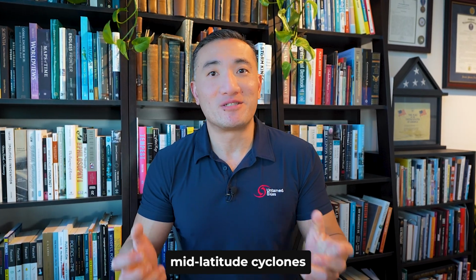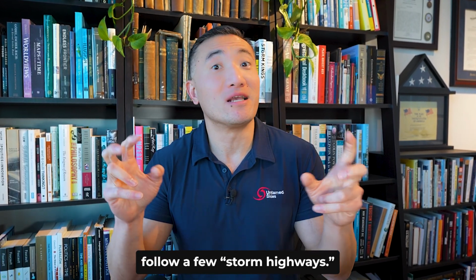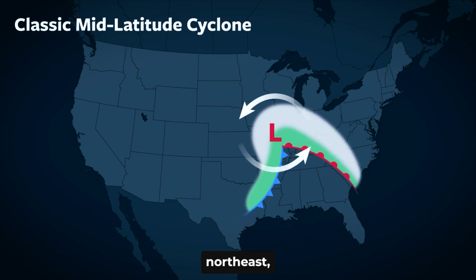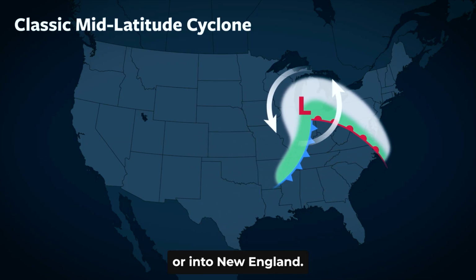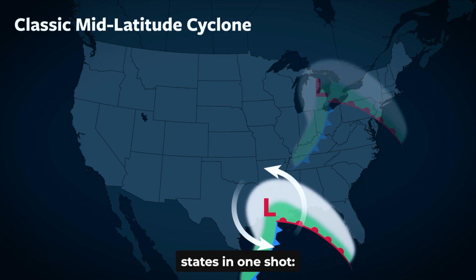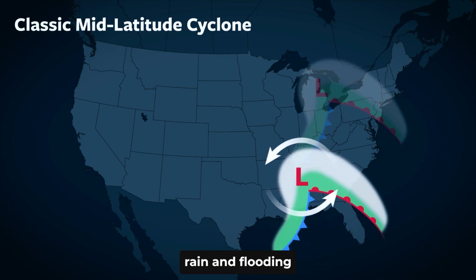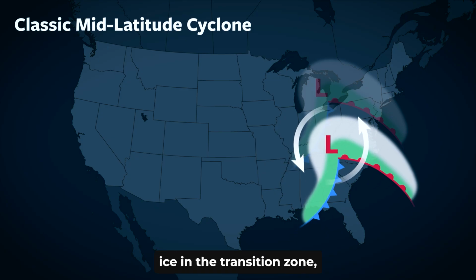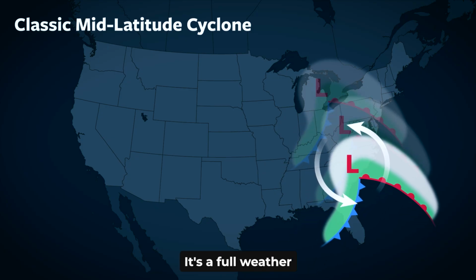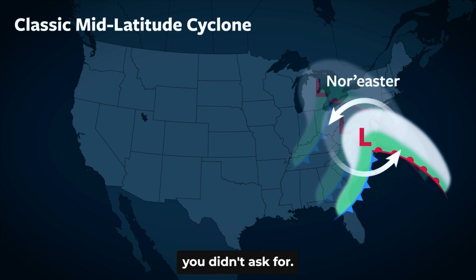Most classic mid-latitude cyclones follow a few storm highways. They often form or strengthen in the central US and then ride the jet stream northeast toward the Great Lakes or into New England. That's why these storms can have huge impacts across multiple states in one shot. Heavy snow in the cold sector, rain and flooding in the warm sector, ice in the transition zone, and often strong winds wrapping around the low. It's a full weather buffet, just the kind you didn't ask for.